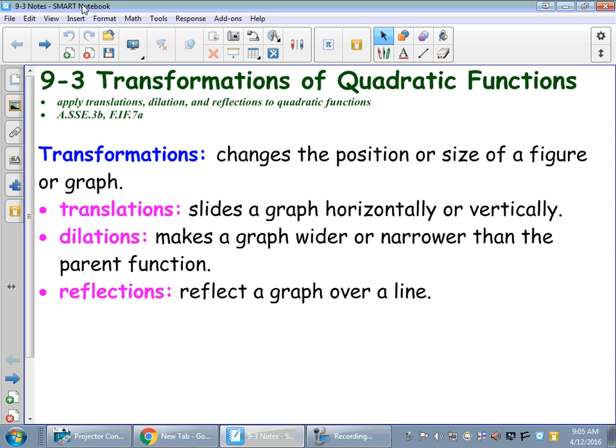A dilation makes the graph wider or narrower than the parent function. Another way we describe dilations is stretching the graph vertically or compressing it vertically. When you stretch it, it becomes narrower, and when you compress it, it becomes wider. It squishes down and widens. And then a reflection, you have heard that term before. It's a flip. It reflects a graph over a line, and so it will flip the direction of opening.